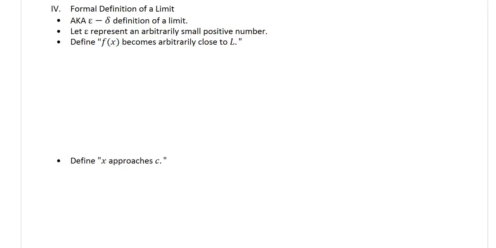So in this video, we're going to talk about the formal definition of a limit. This is also called the epsilon delta definition of a limit. So this little E symbol is an epsilon, and this little kind of D symbol here is a delta, and these are Greek letters.